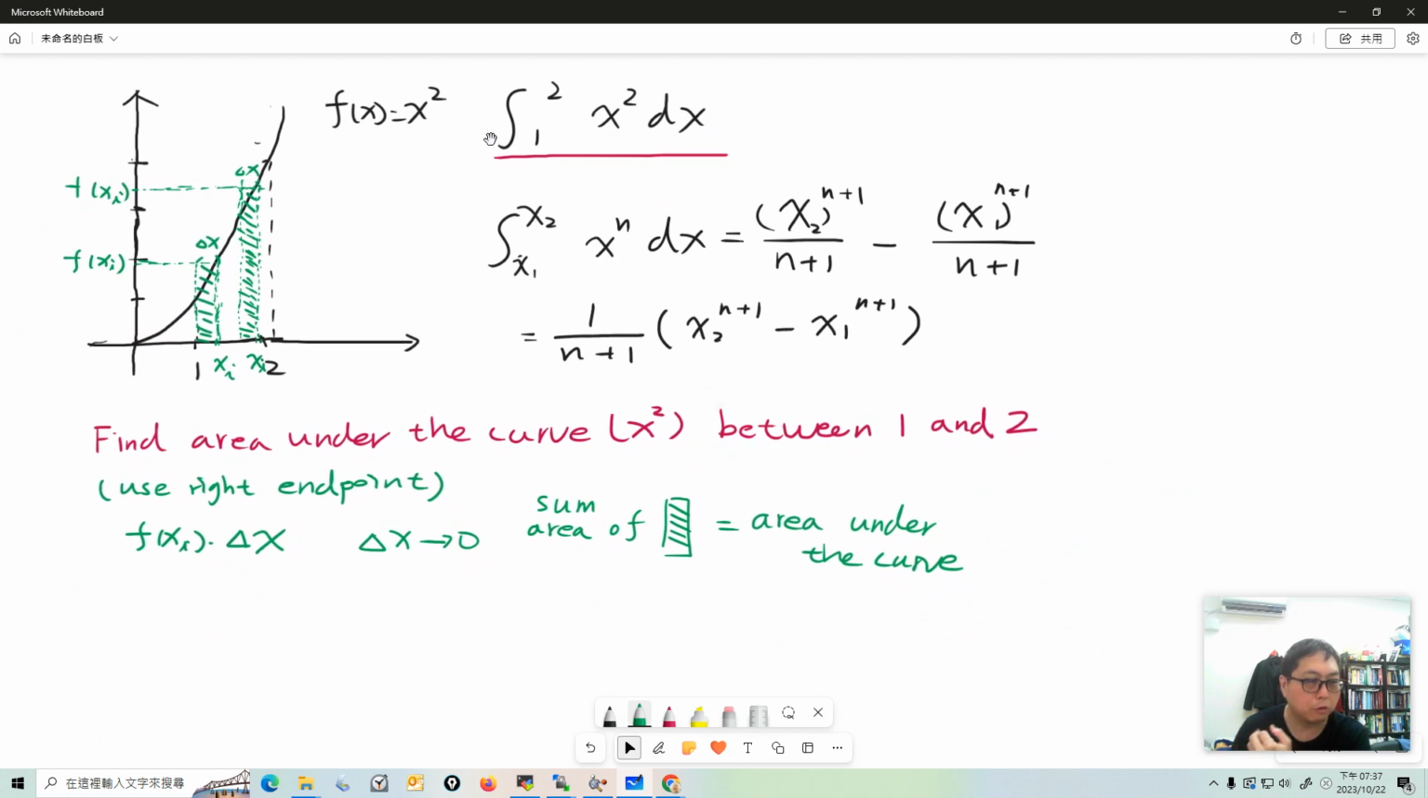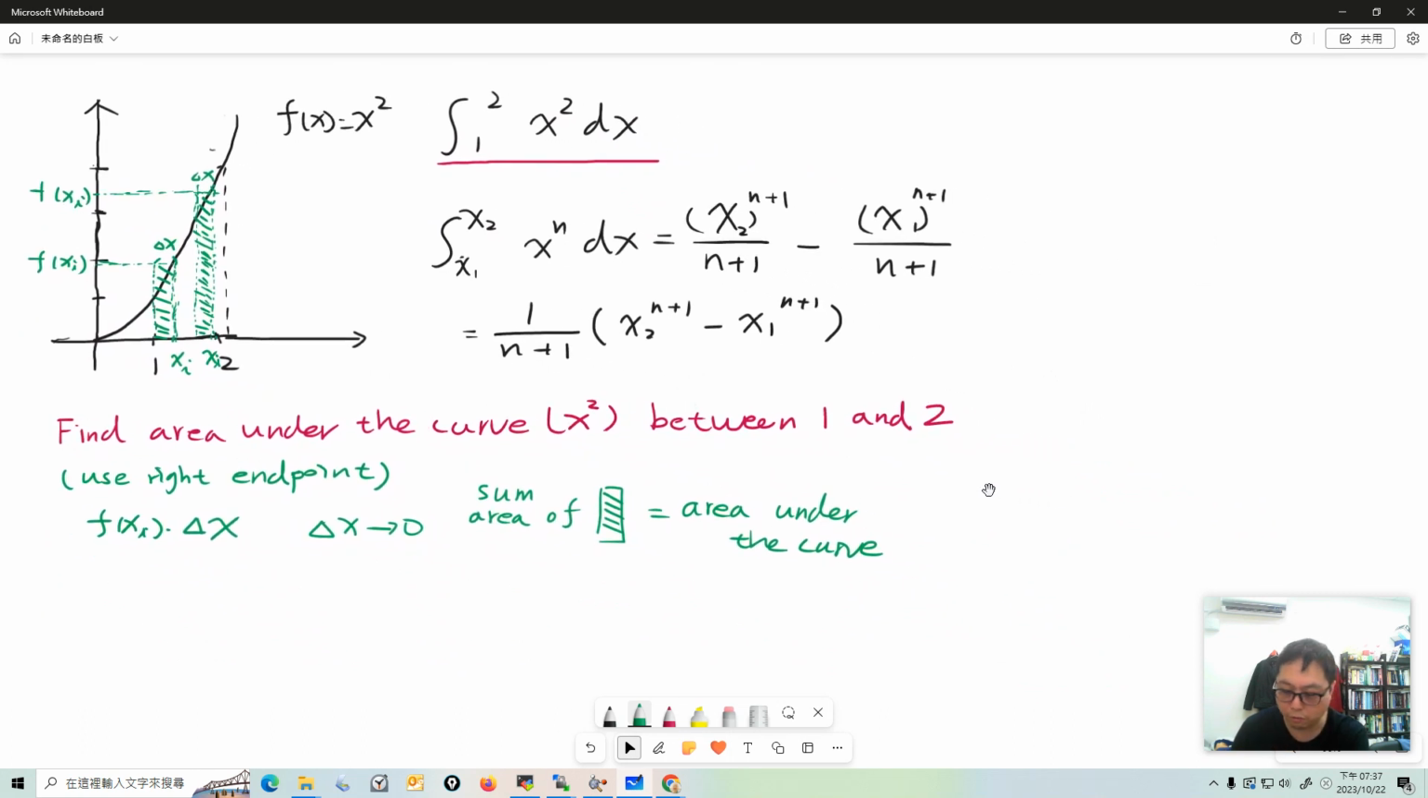So we want to use this idea. Let's start from the very original. We want to find the area.